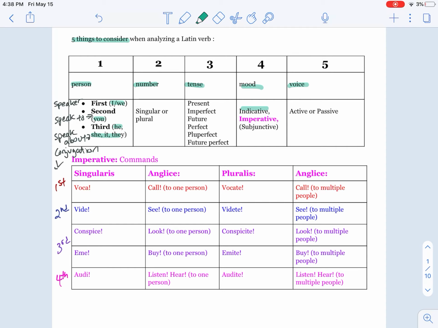And this is just a quick review of imperative verbs. Those are the commands. So that's when you take the present stem and you use it in the singular as a command. So voca is call, vide is see. And then in the plural, you add te to it. So if you want to tell multiple people to call you, you could say vocate me. But if you just want one person to call you, you say voca me. If you want one person to listen, you say audi me. And if you want everyone to listen to you, you say audite me. So imperative is a mood that we know, and then everything else is indicative.